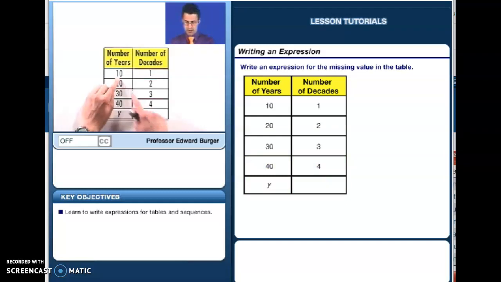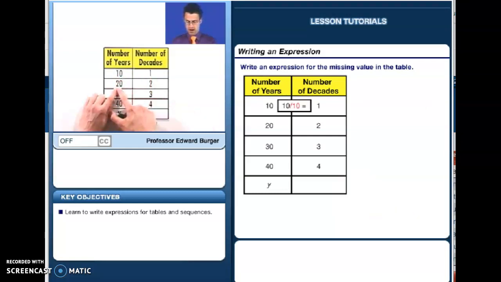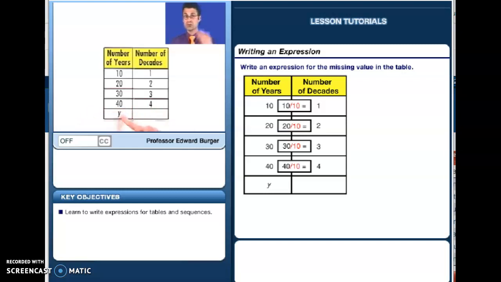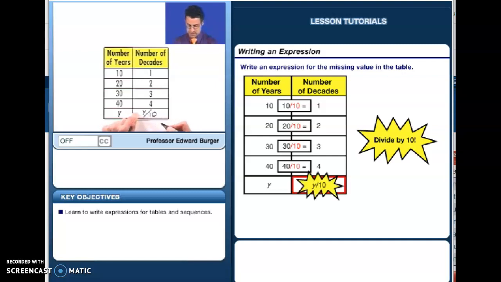How do we go from 10 to 1 that also works going from 20 to 2? Well, let's see. To go from 10 to 1, if I divide by 10, I get 1. If I take 20 and divide by 10 again, I get 2. If I take 30 and divide by 10, I get 3. If I take 40 and divide by 10, I get 4. If I take Y, what should I do? I should divide by 10. So I should take Y divided by 10. So check it out.